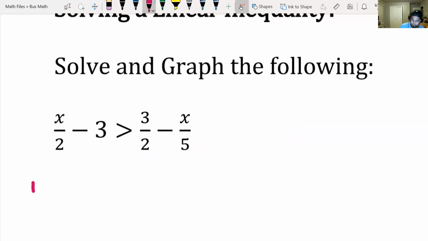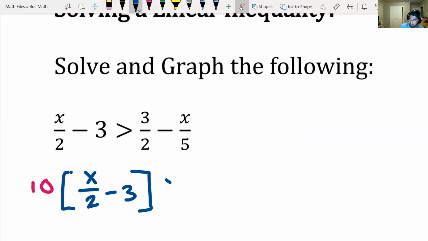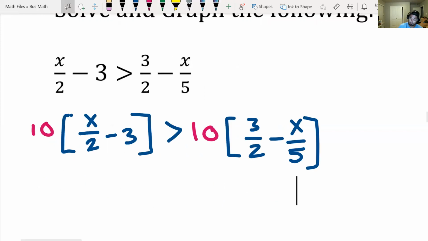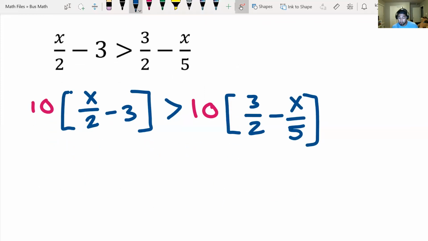So let's do that. 10 times x over 2 minus 3 greater than 10 times 3/2 minus x over 5. Okay, so hopefully we don't have to do the step-by-step anymore. So let's try this out. Save us some time.